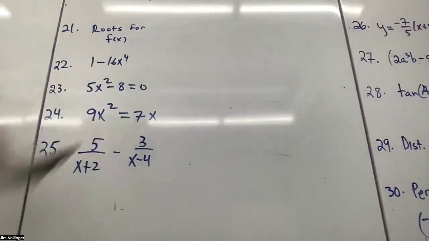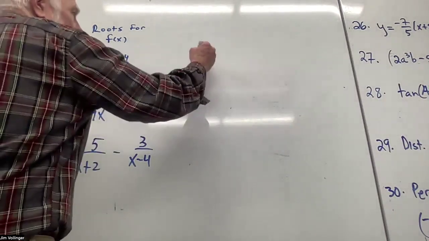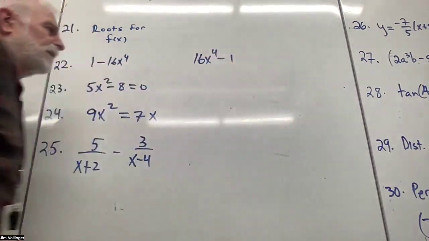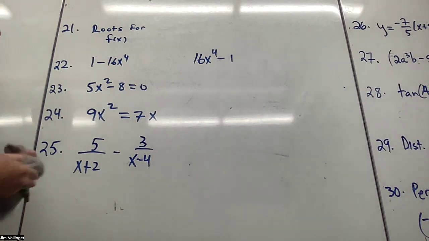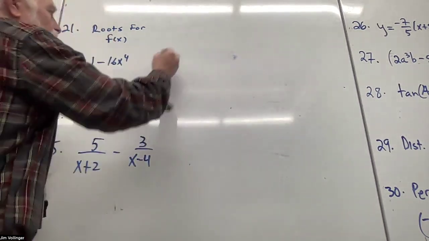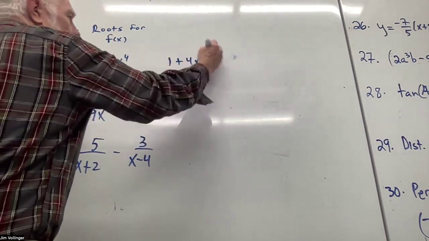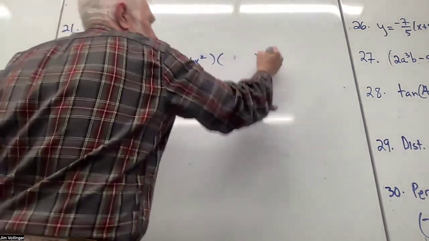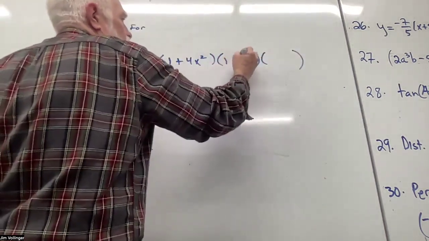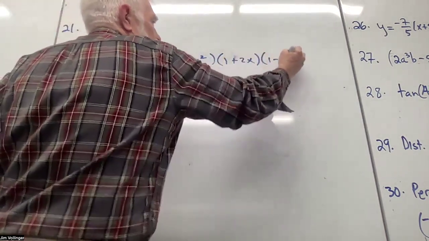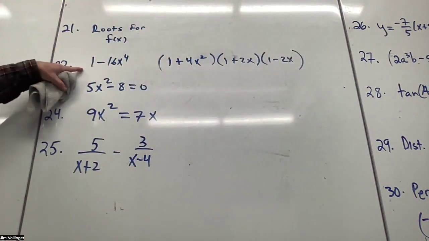This is the same question asked a month ago on a test, except it was asked in this manner, 16x to the 4th minus 1. So you should have had as an answer 1 plus 4x squared, and you should have noticed another difference of squares, 1 plus 2x times 1 minus 2x. I believe that will get you this.